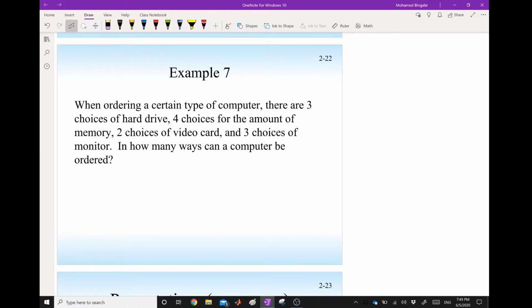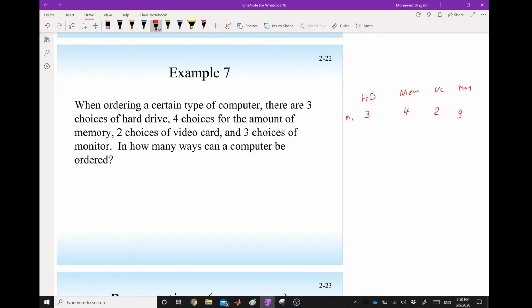When ordering a certain type of computer, there are 3 choices of hard drive. So let's say hard drive here, 3 choices. So that's n1. 4 choices for the amount of memory. So memory, there are 4 choices. 2 choices for video card. So video card, 2 choices. And 3 choices for monitor. In how many ways can a computer be ordered?